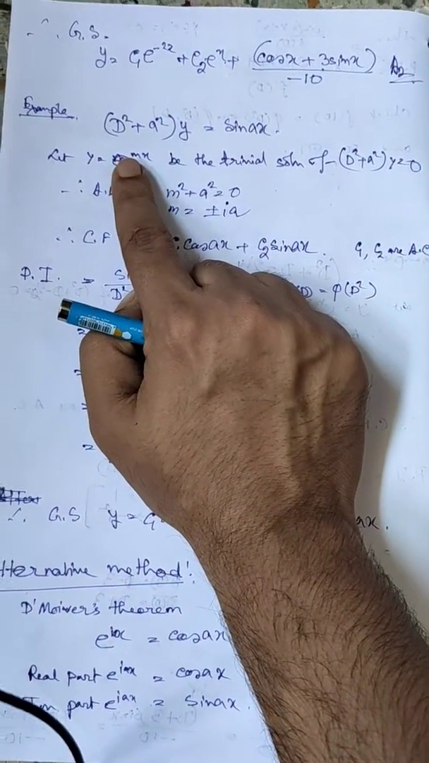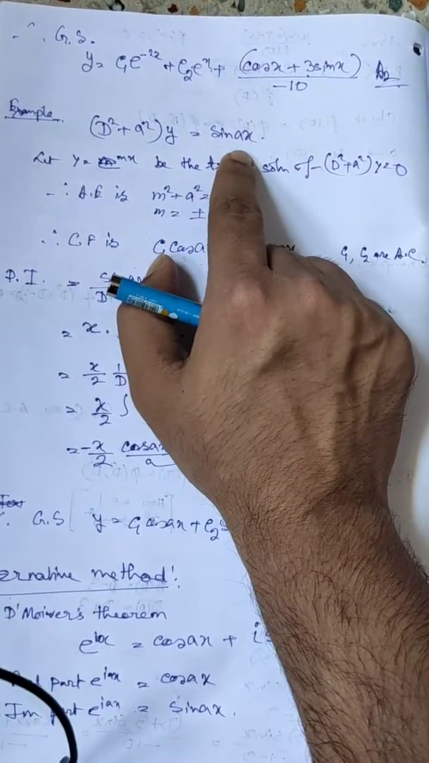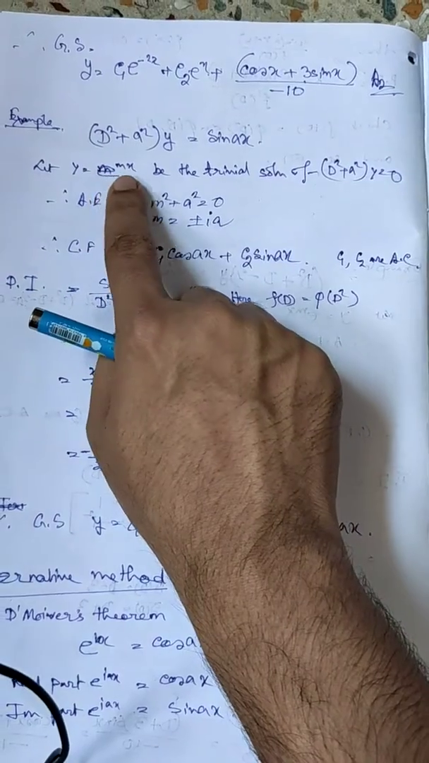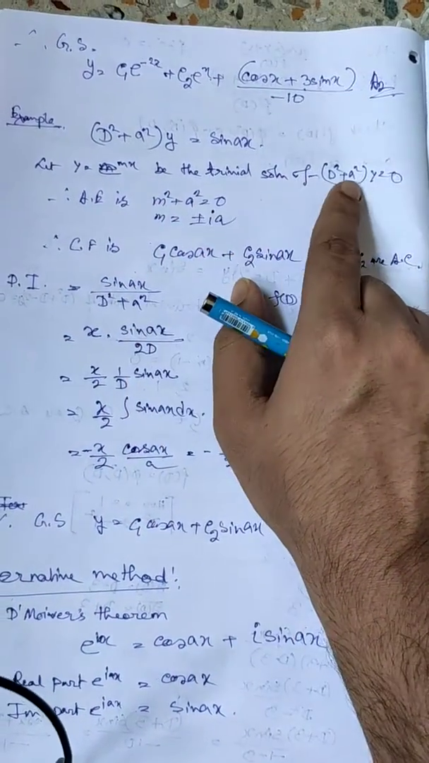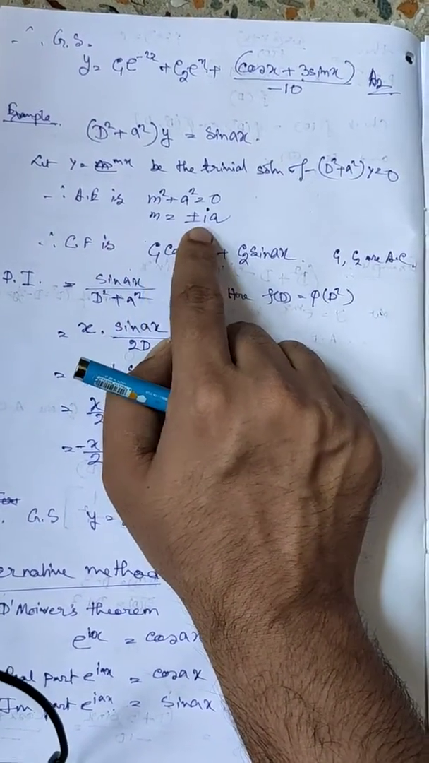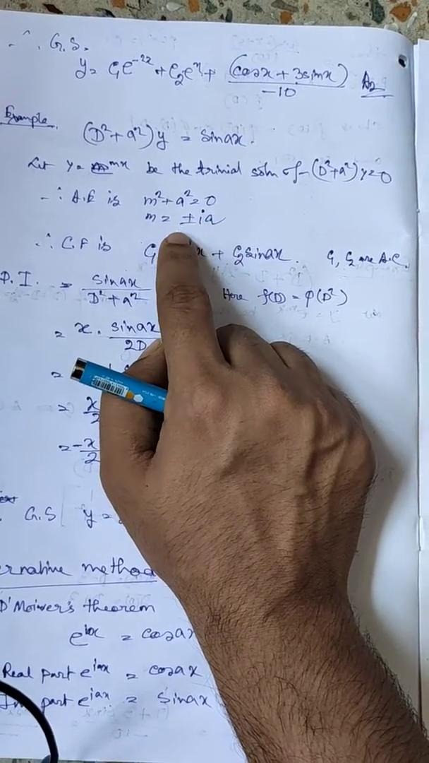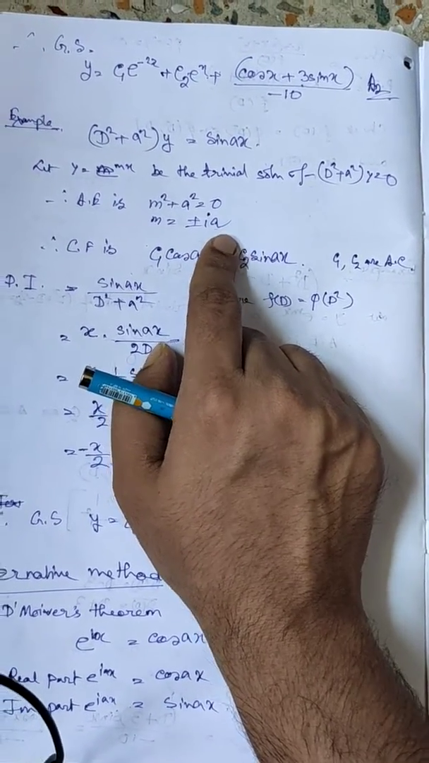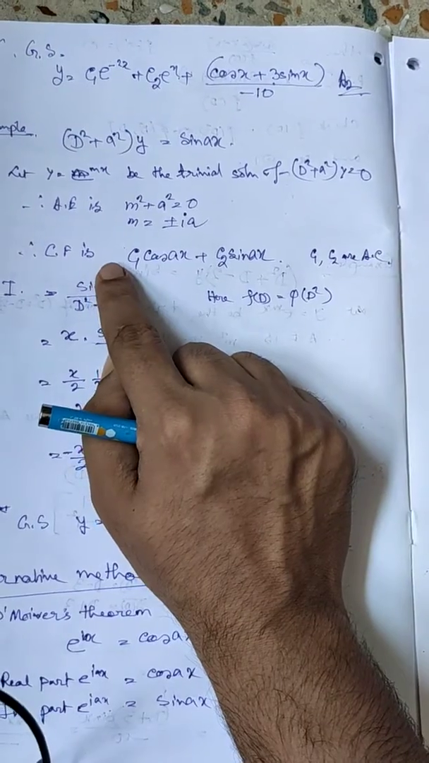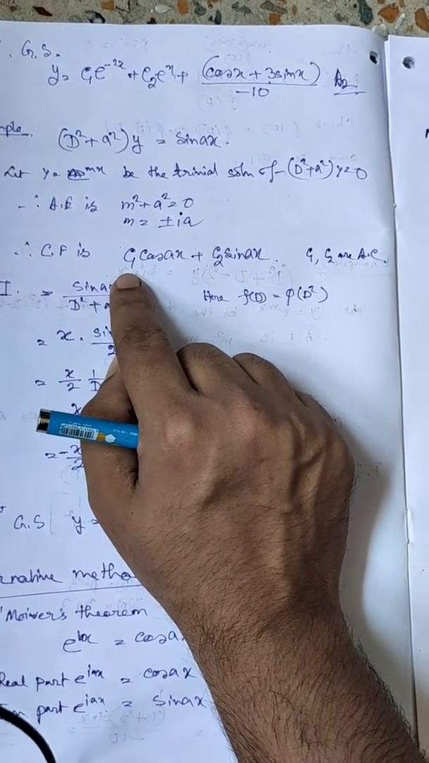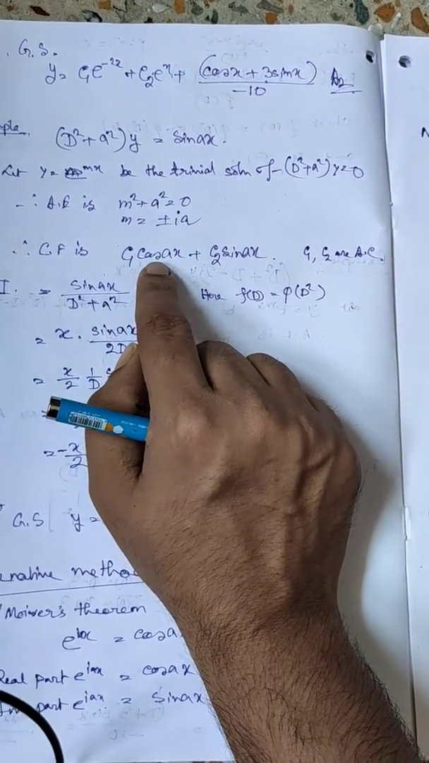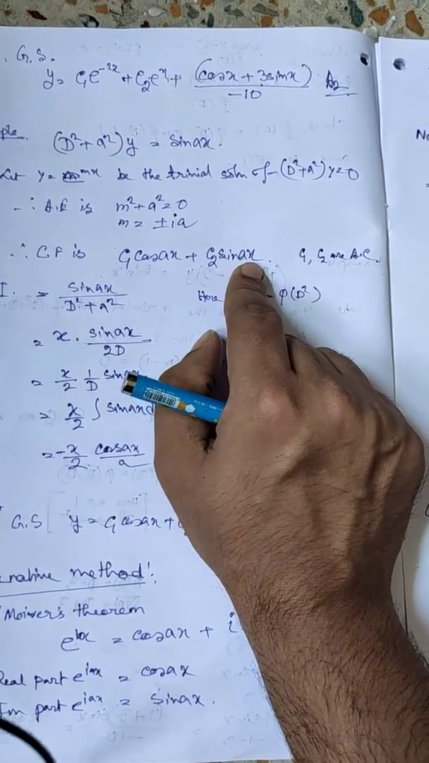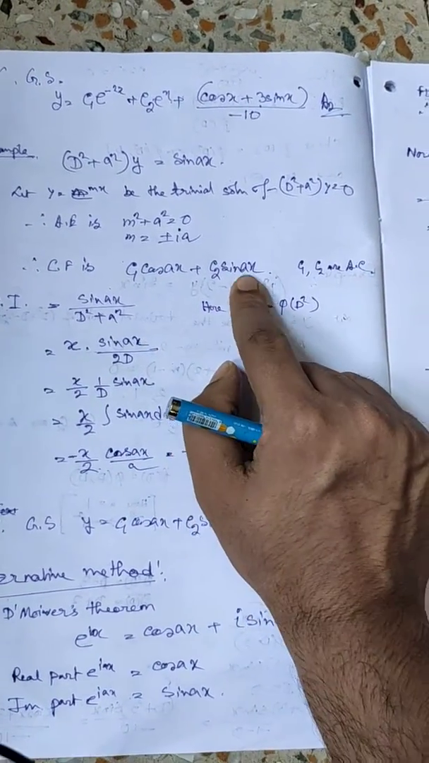Come to another example, this one. Now again you will get e to the power mx as the trial solution of this. Therefore m is plus minus ia, that is the alpha plus minus i beta form, where alpha is 0. So your CF is e to the power 0 into x, into c1 cos ax plus c2 sin ax. So this is your CF.